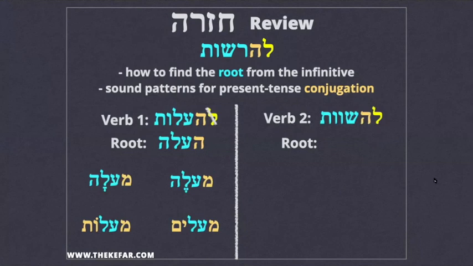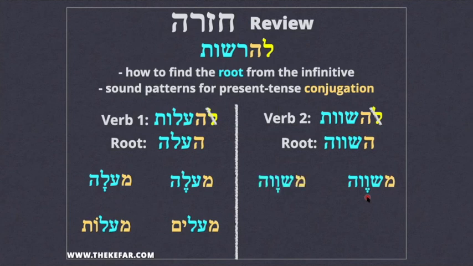The second verb is lehashvot. Get rid of the lamed, and we're left with hishva. But again, we want that initial a from our infinitive. So mashve, masculine singular. Mashva, feminine singular. Again, same spelling, e for masculine, a for feminine. Masculine plural, mashvim, and feminine plural, mashvot.